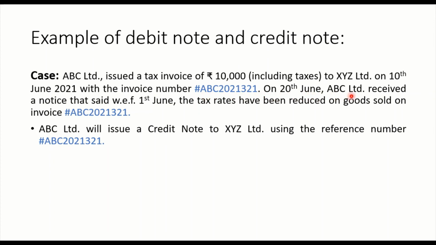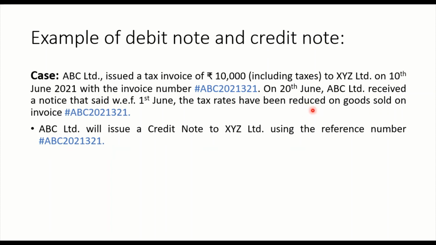On 20th June, ABC Limited received a notice. What has happened? See, the transaction had happened on 10th June. Now, after 10 days, ABC Limited received a notice that with effect from 1st June, the tax rates have been reduced on goods sold with this invoice. The tax rates have been reduced.